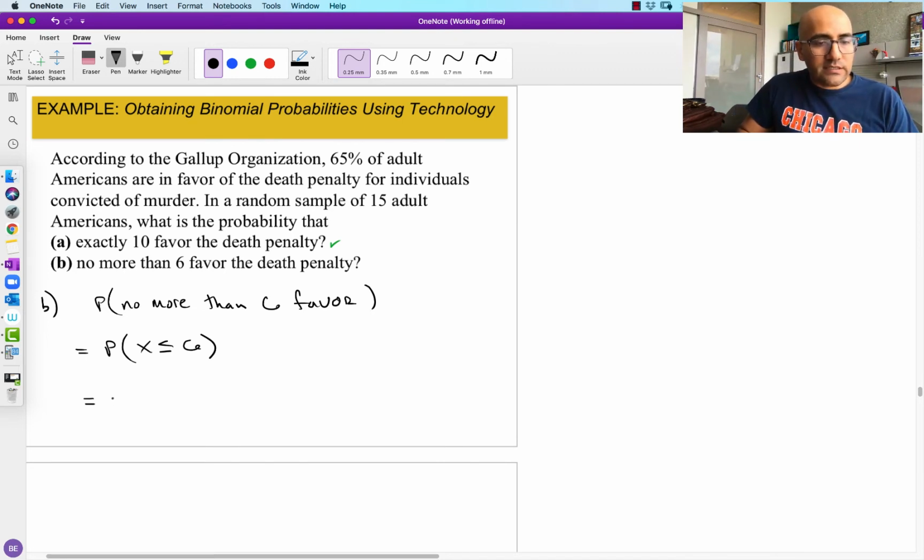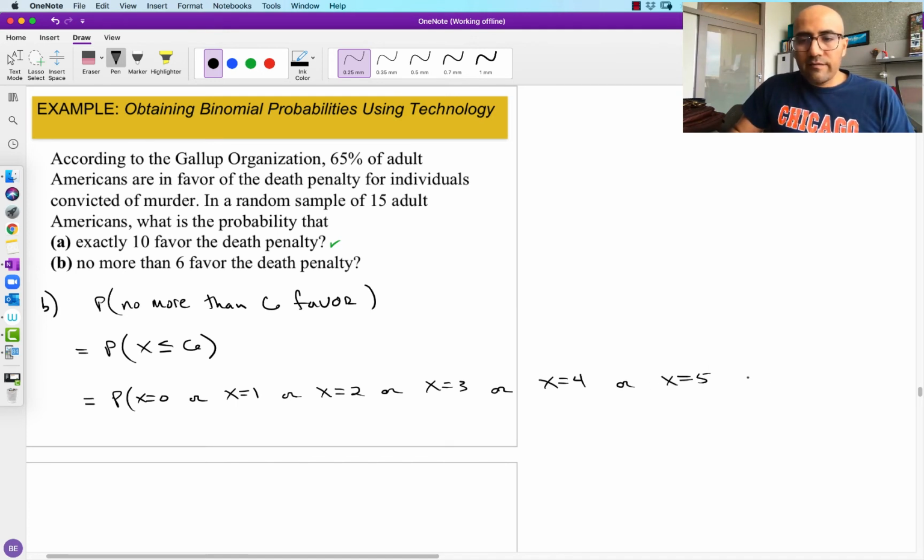So this is equivalent to saying find the probability that x equals 0, or x equals 1, or x equals 2, or x equals 3, or x equals 4, or x equals 5, or x equals 6, right? All 7 of these. When you include the 0, we got to go one more. So there's 7 possible options here. These make up this statement. Okay, so we know that they're all or statements. That means we have to add them all. So we have to find them all individually and then add them.